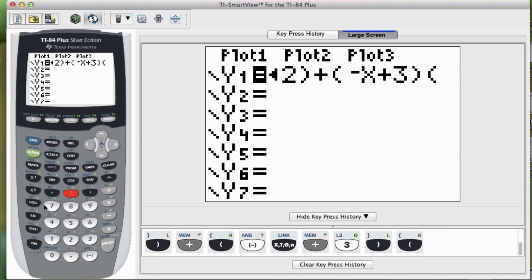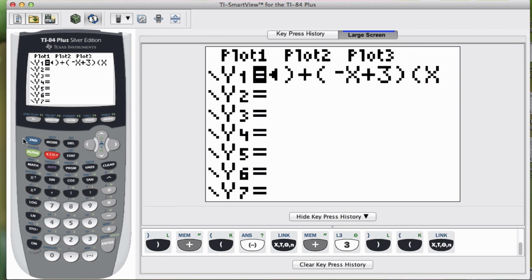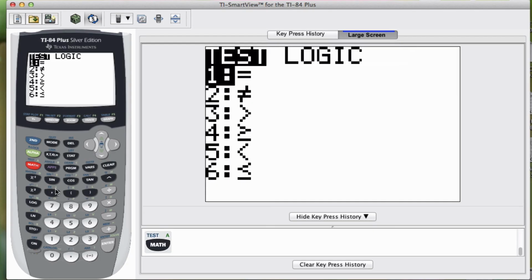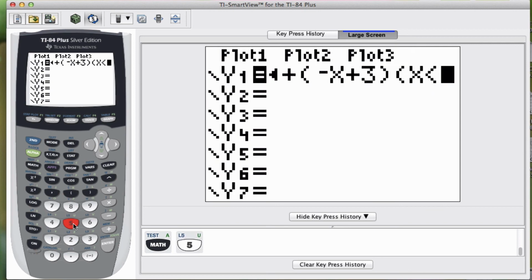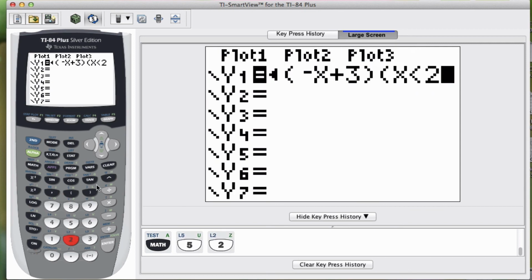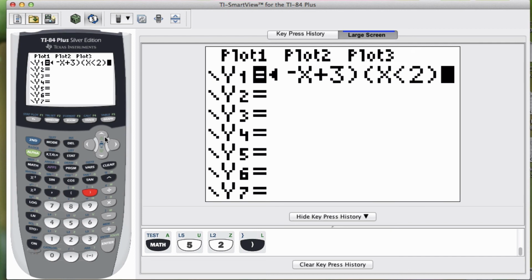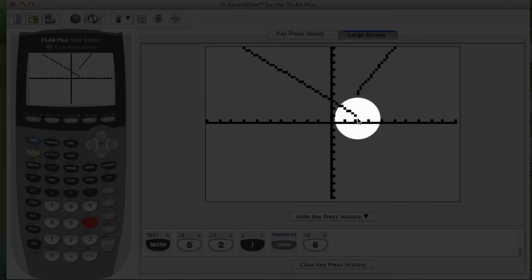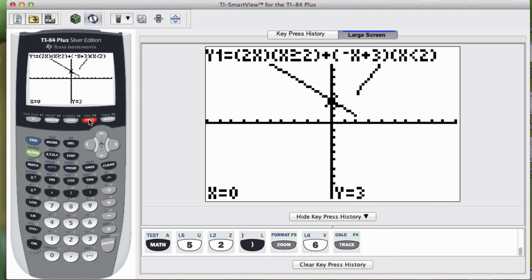and then I'm going to put x is less than 2, so I'm going to press second math and choose option number 5, so less than 2, and close my parenthesis. Now to graph it, I'm going to press zoom 6, and we can see what our graph looks like. Now, the tough thing here is that I definitely cannot tell, if we look at these two ordered pairs, what's open, what's closed.